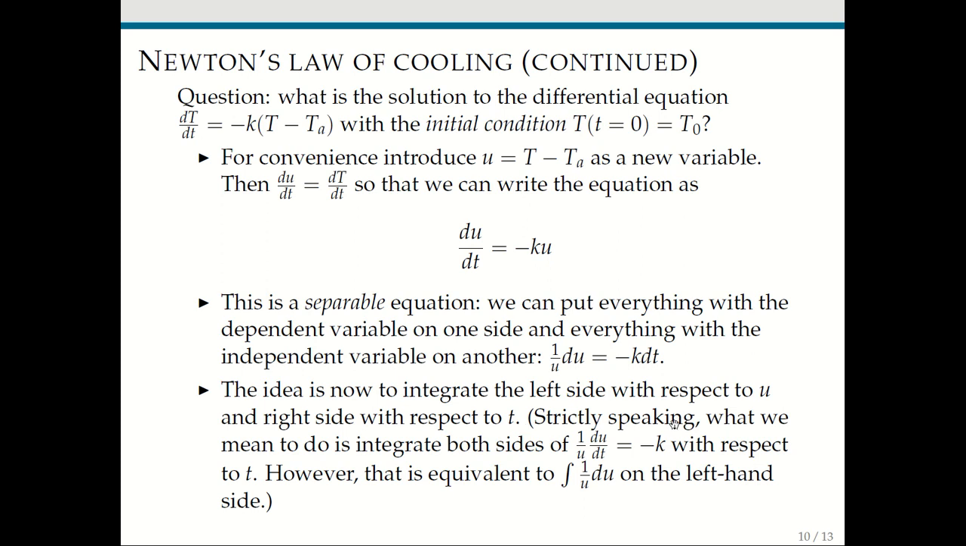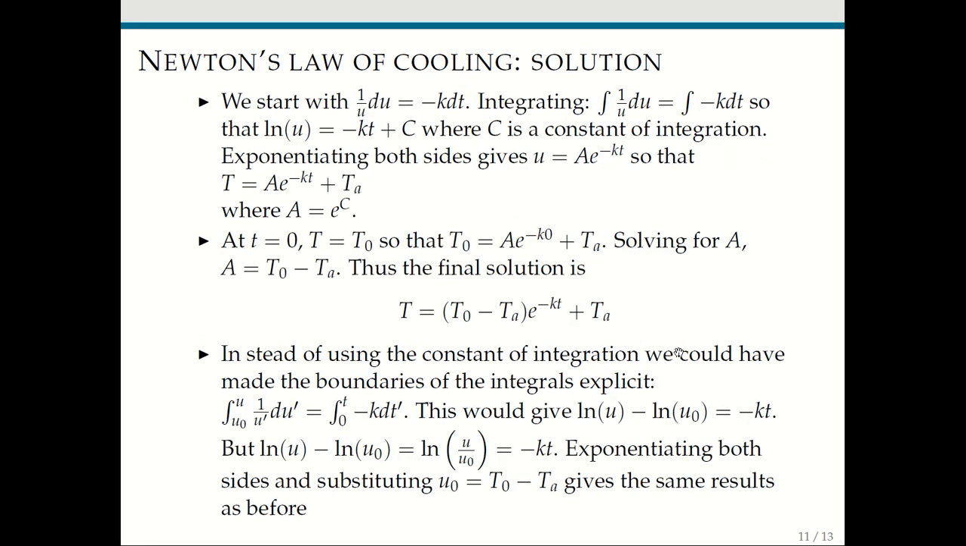Of course, strictly speaking, what we really mean to do is simply divide both sides of this by u, and then integrate both sides with respect to t. However, it turns out that if you carry out the integral on the left-hand side, that will be equivalent to doing 1 over u du, just a technical point. We will stick with this expression here. So we have separated variables successfully. We have everything with u on this side, everything without u on the other side. Let's carry out our integral.